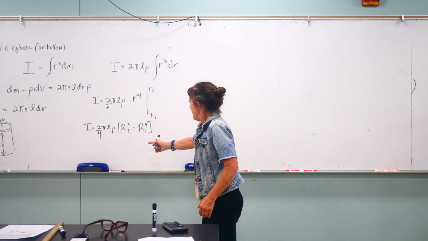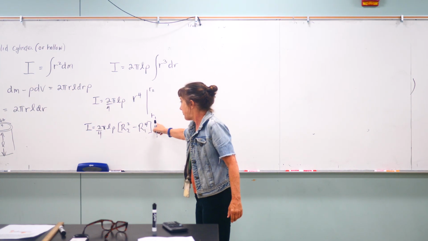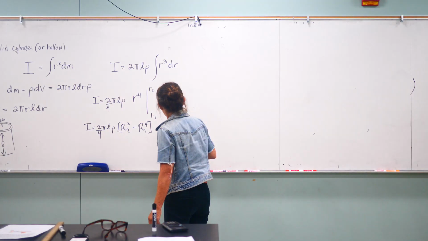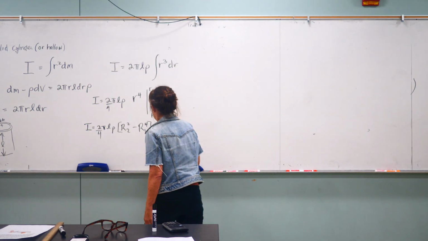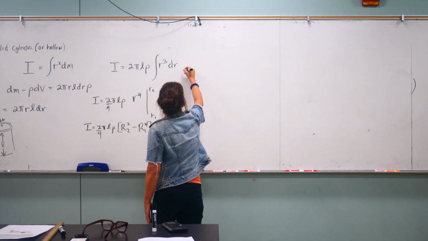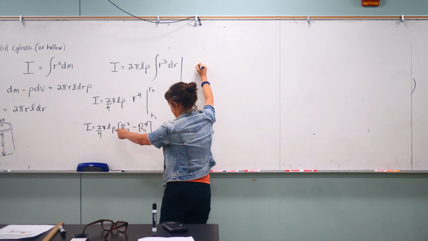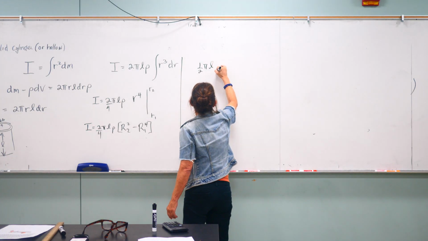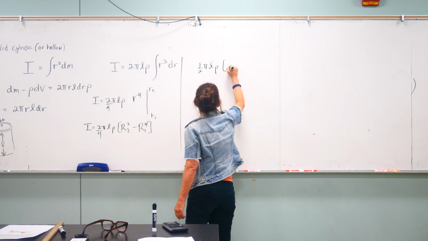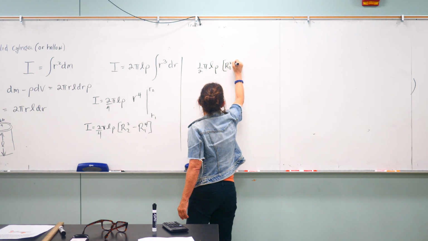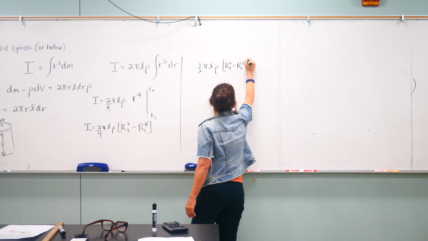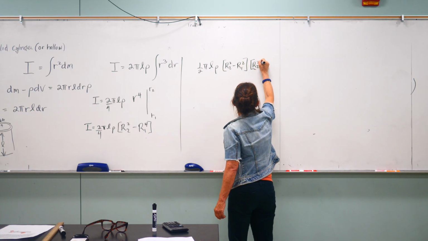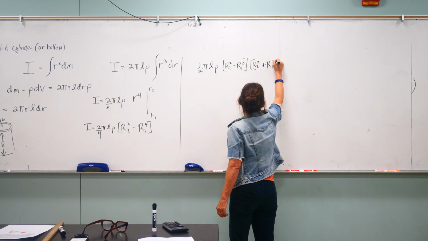All right. This expression here, I can do by completing the square. So I could say that is going to be equal to 1/2 pi L rho times r2 squared minus r1 squared times r2 squared plus r1 squared.